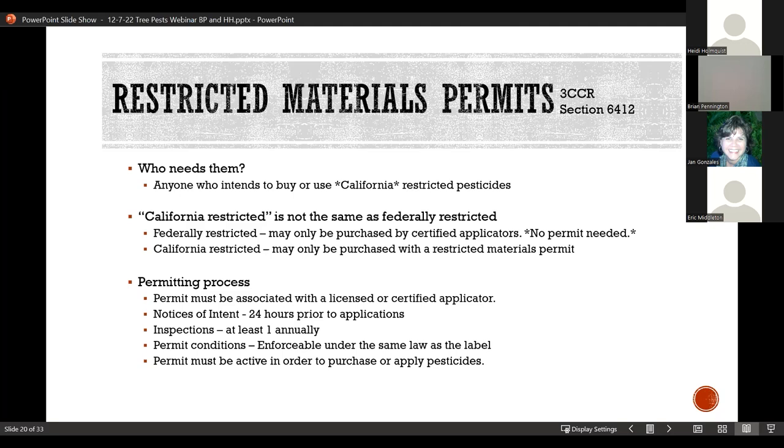Now, I say every year, some counties do issue them for longer than that. San Diego County, we never issue a permit for longer than a year. We want to make sure that we keep an eye on you, that we're getting those annual inspections. But some counties might give you 2, maybe even 3 years, but not us.